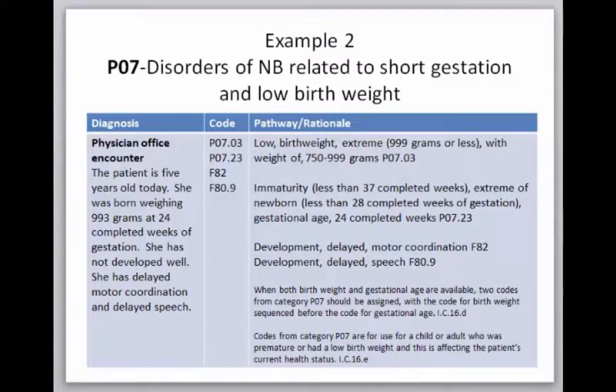In this example, we're looking at the P07 category when both the birth weight and the gestational age were given to us. Following our coding guideline, the birth weight code goes first, then the gestational age. In this case, the P07 category code is used for a child that was premature at birth, and her prematurity has affected her development. So you're going to put your P07 codes and then do your developmental delay codes for the motor coordination and the speech.